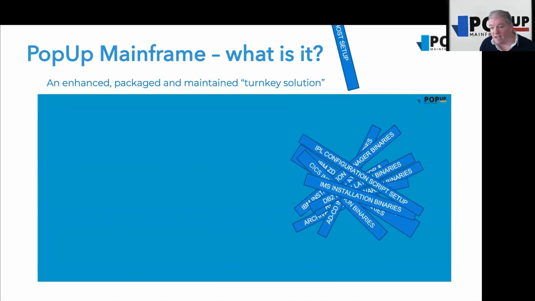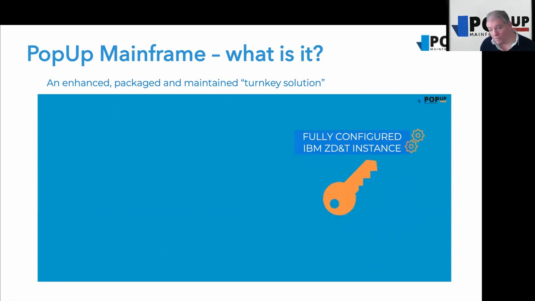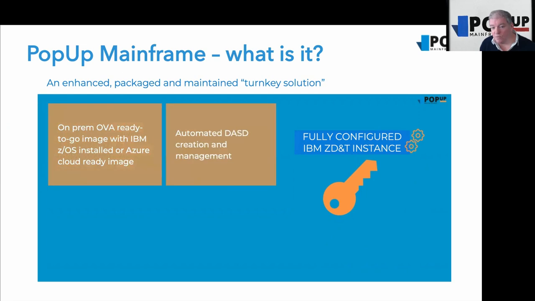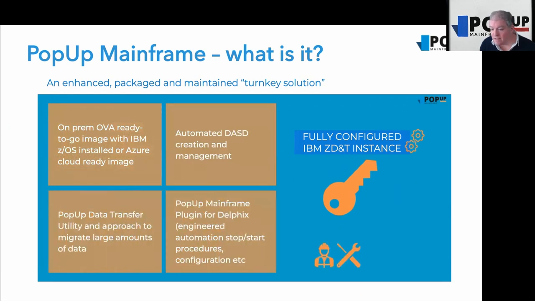But effectively, what you're presented with when you configure ZD&T is some binary files that you need to download and configure yourself. Now that may sound trivial. It's not trivial. It's quite a big task in and of itself just to get a ZD&T instance up and running. So we provide a ZD&T instance fully configured and optimized with all the things we've learned over our decade plus of experience of working with the mainframe. And we also give you a bunch of tools on that and a services engagement to ensure success.